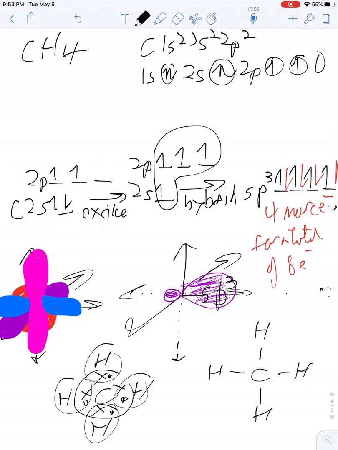So hybridization explains where all those rules came from on Appendix F. We said carbon follows the rule of 8. The aluminum family follows the rule of 6. The beryllium family follows the rule of 4. Okay?